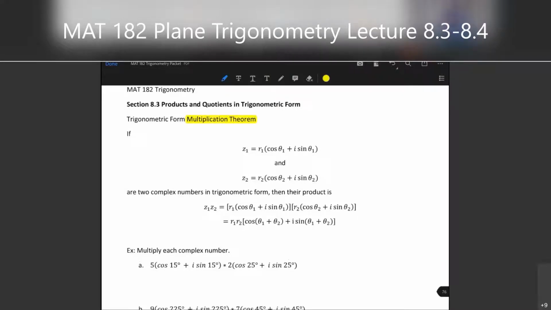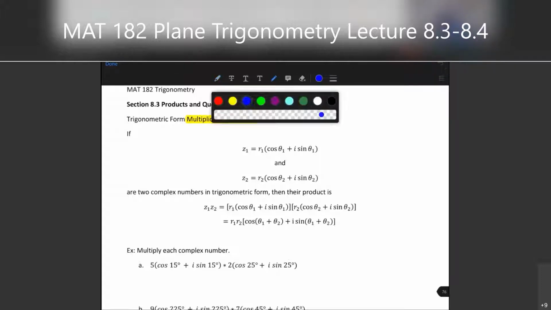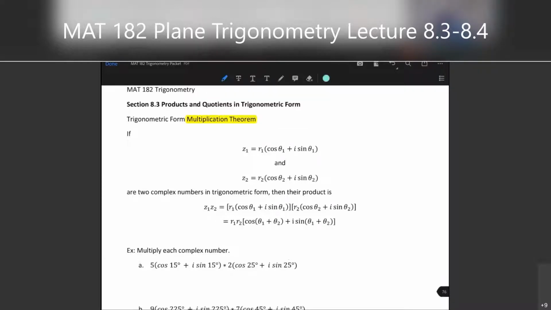So this is for the trigonometric form working with multiplication. Just to remind ourselves again, the form of a complex number z, we'll call this z1, is r1 times cosine theta sub 1 plus i sine theta sub 1. And those subscripts are just to distinguish between the second complex number we'll call z2. So all complex numbers in trigonometric form will have that format.